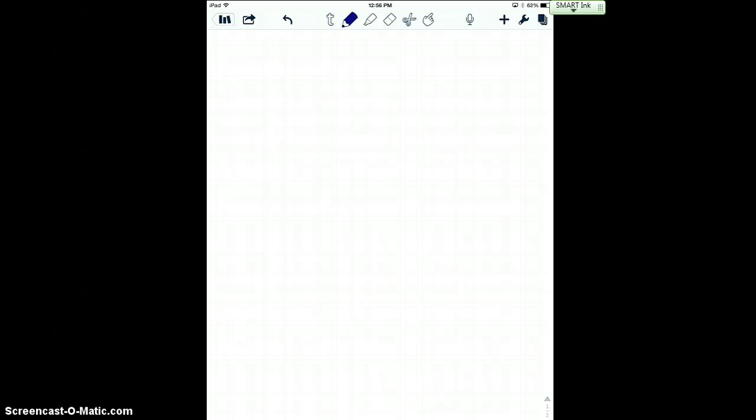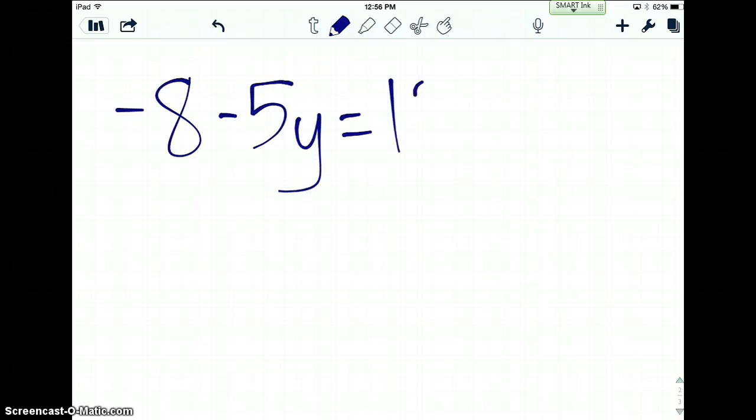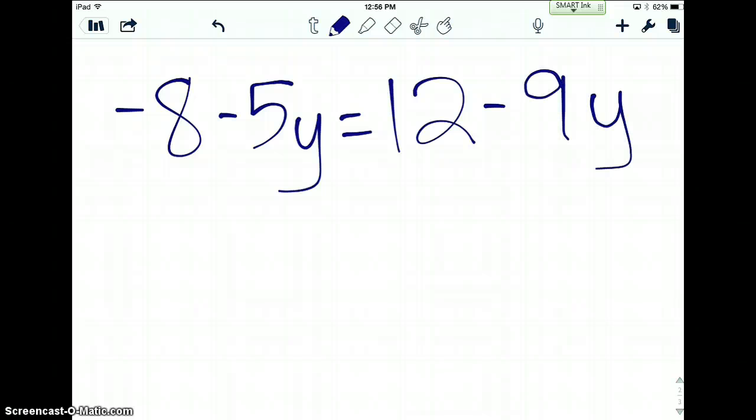So we're going to do some solving equations, and we're going to start with the one that you had as an exit question, okay? Because not very many people started it. I mean, you started it right, but then got messed up right away. So -8 minus 5y equals 12 minus 9y.